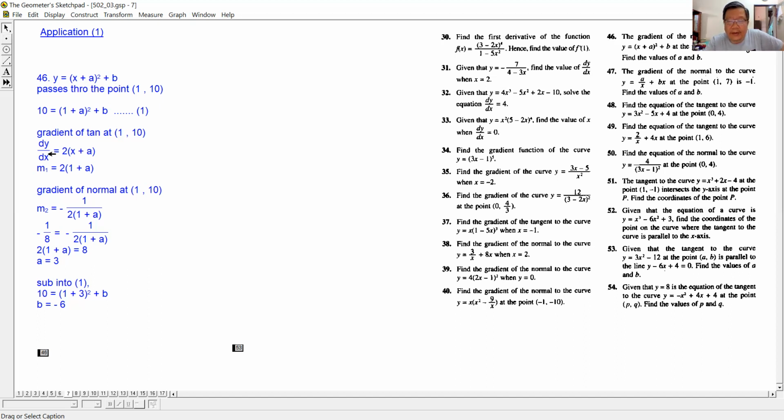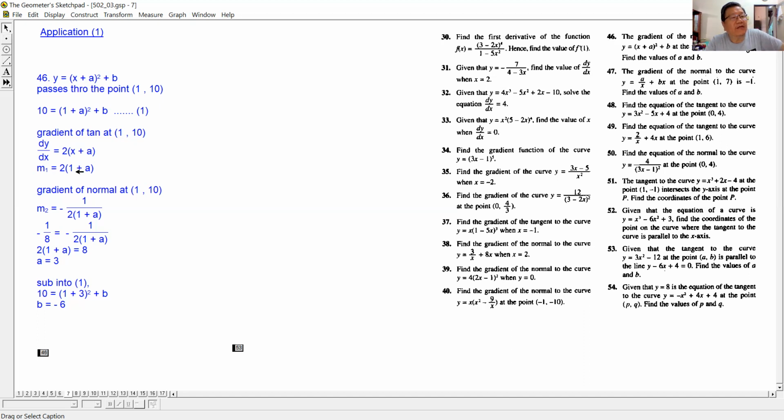So in the gradient function, and this is the gradient function, that means the dy/dx in terms of x. In the gradient function, you can no longer see the b there. Differentiate becomes 0. Then because we want to find the gradient of tangent at the point (1, 10), you can substitute the 1 inside the gradient function. You can substitute the 1 inside. And this, I call it m1.